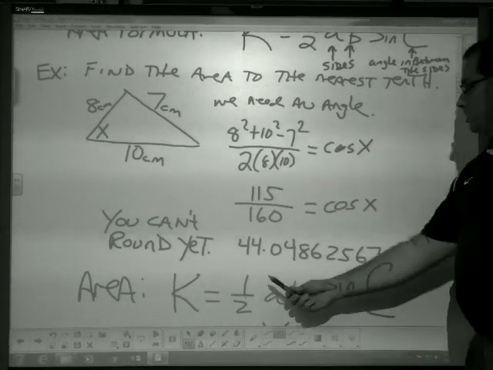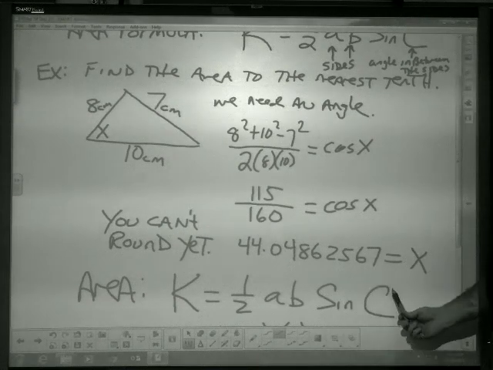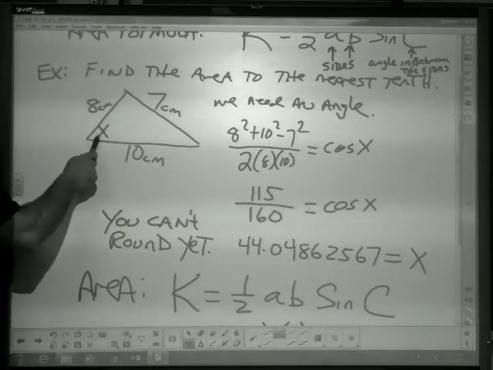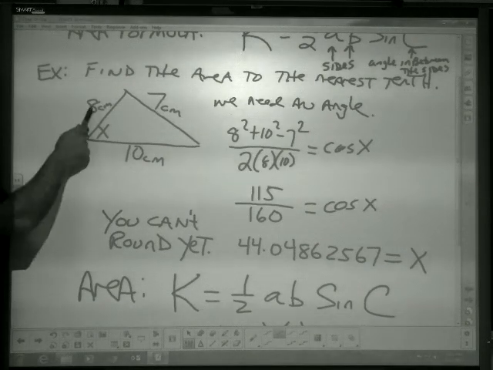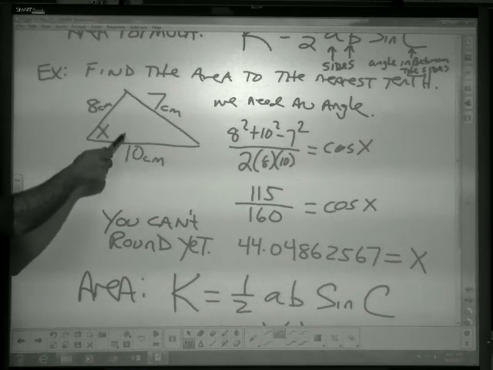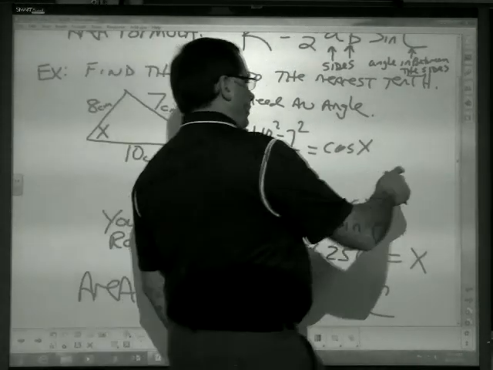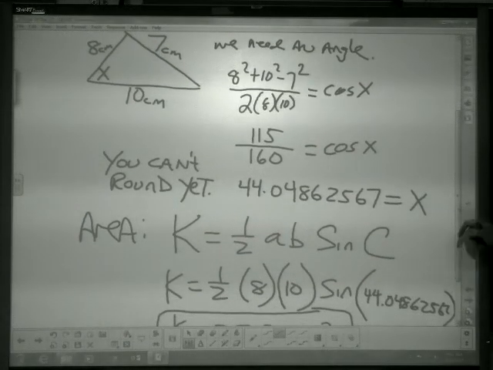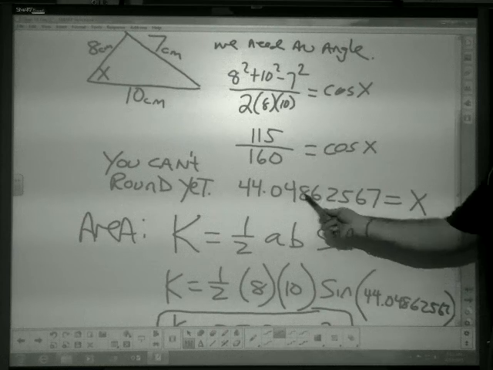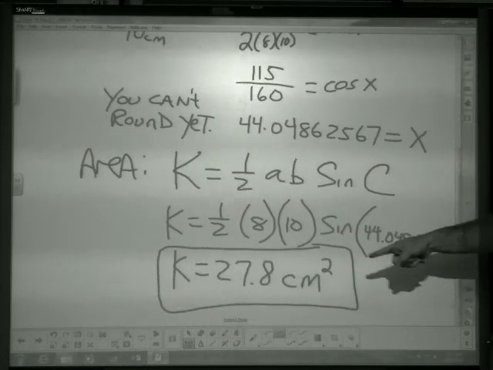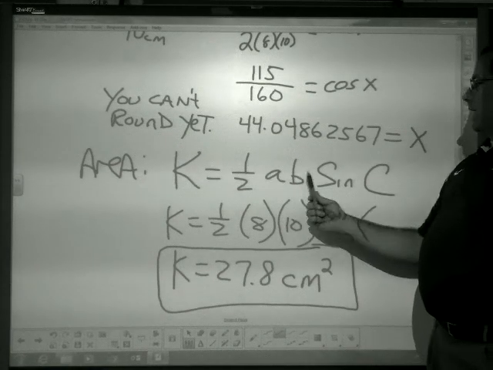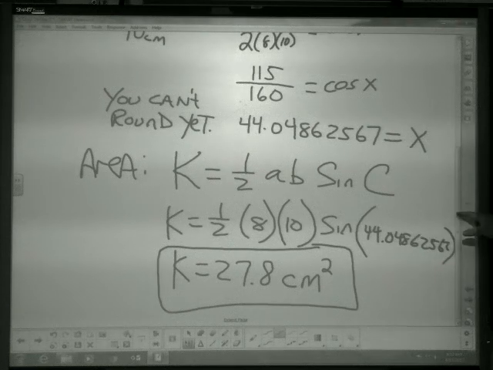So now the area is 1/2, 2 sides, and the sine of the angle between it. Well, if this is my angle, then the two sides that the angle is between is 8 and 10. I have to use 8 and 10 in the formula because 8 and 10 make up this angle. So I plug in 1/2 times 8 times 10 times the sine of this angle that came from my calculator. Hit enter and it gives me the area. So again, area is 1/2 2 sides times the sine of the angle in between it.